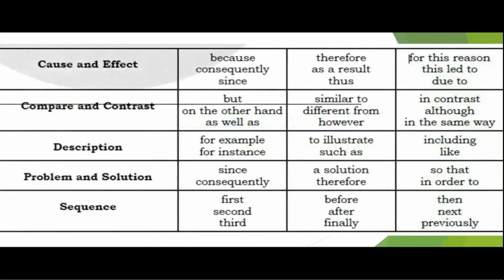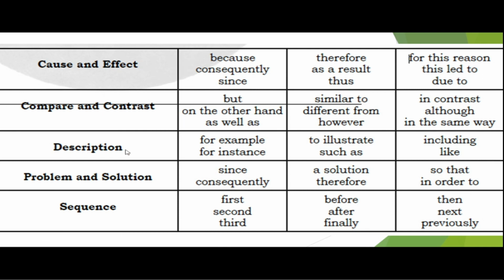So here we have a table that shows the different structures or patterns and the signal words that you can use to achieve this structure. So for cause and effect, you can use because, consequently, since, therefore, as a result, thus, for this reason, this led to, due to. Now, if you choose the compare and contrast structure, you can use the words but, on the other hand, as well as, similar to, different from, however, in contrast, although, in the same way.